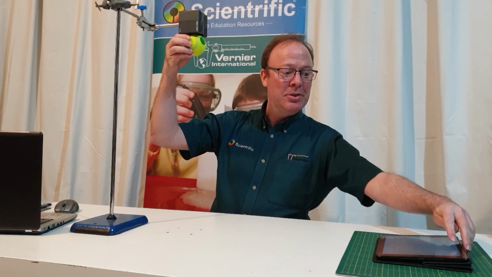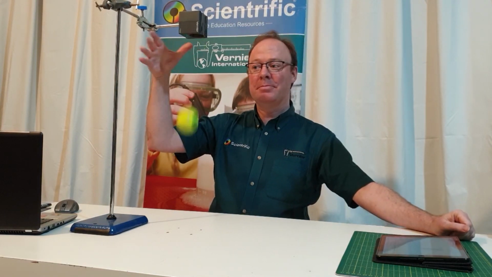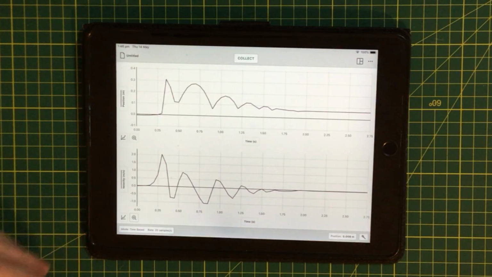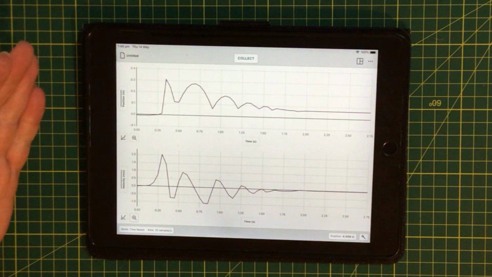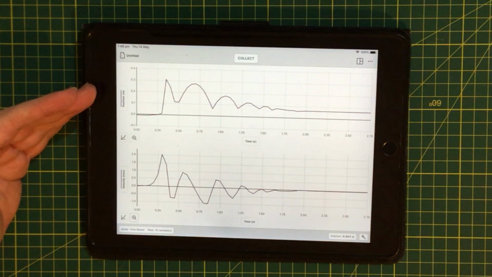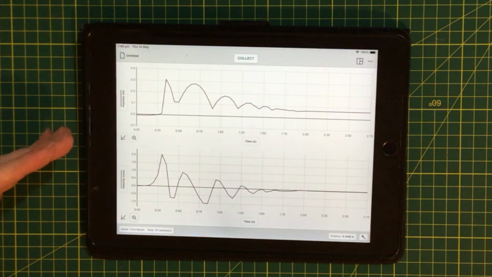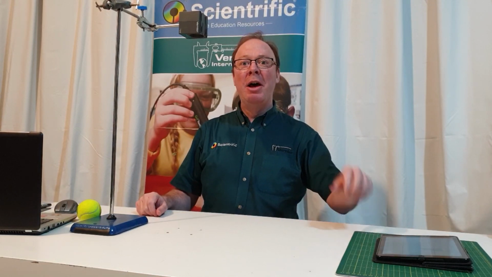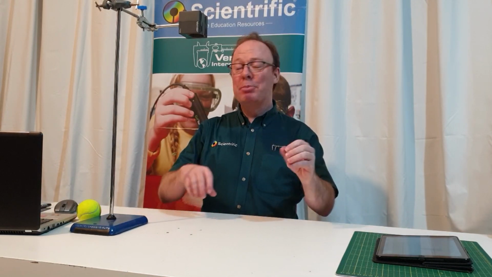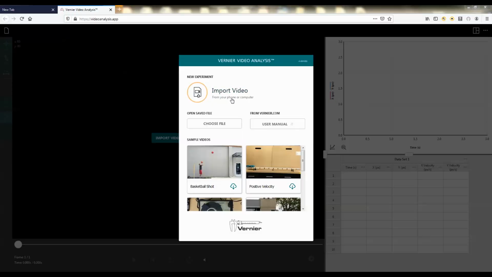So 3, 2, 1. So as you can see, we have our data here, and we can do an analysis not just of the position, but also of the velocity of the ball as it bounced. So we have a good amount of data here that we can use. Now, as I said, this is not the only way we can collect the data. I'm now going to take that data and put it into video analysis. So we'll import the video to here.